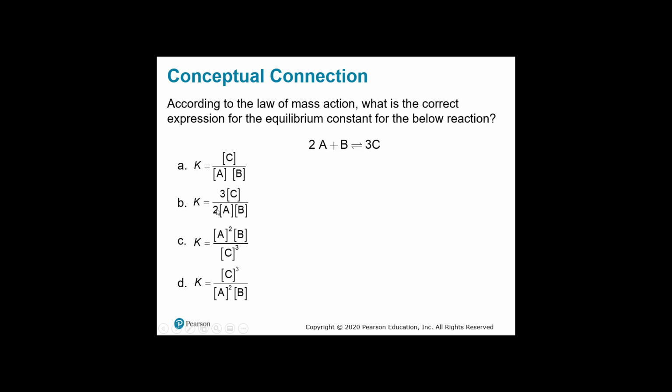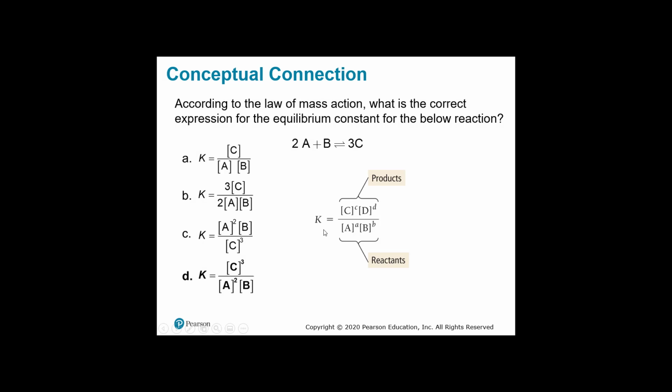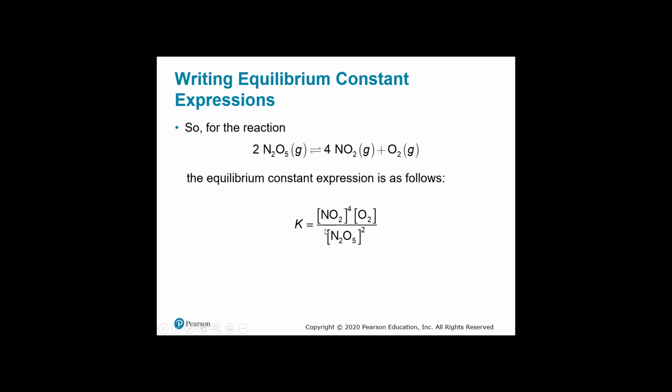So B and C are now gone. A doesn't have a 3, so the only one left is D, and it's raised to a power of 3. So let's check. A is on the bottom, and it's raised to a power of 2, and there's B. So D is the correct answer of how to set this up.